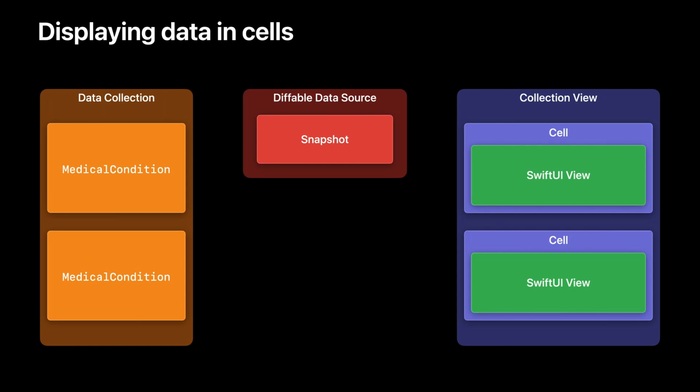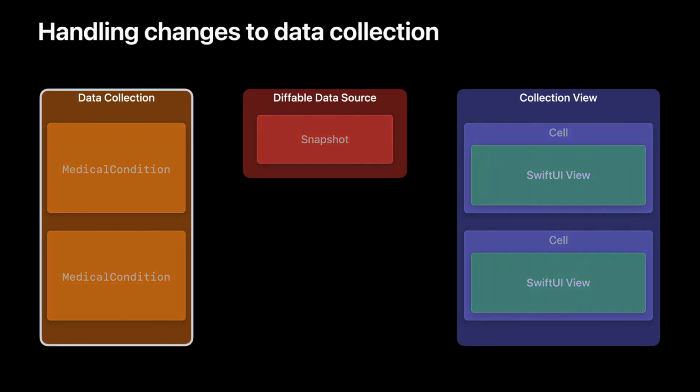Now that we are displaying cells built with SwiftUI, we need to handle updating the UI when the data changes. There are two different types of changes that we need to handle separately. The first type is when the data collection itself changes. For example, when items are inserted, reordered, or deleted. These changes are handled by applying a new snapshot to the diffable data source.